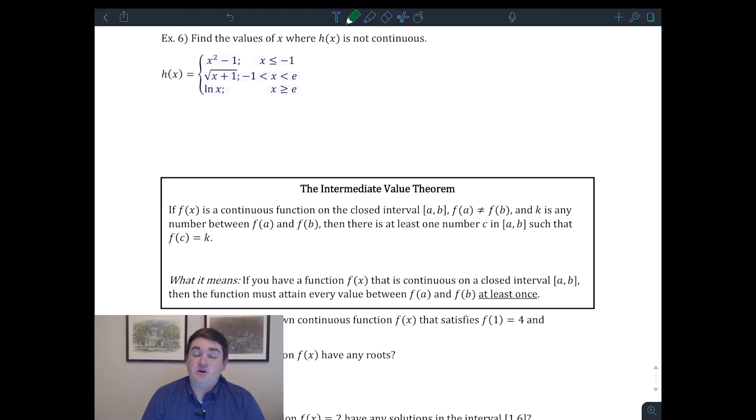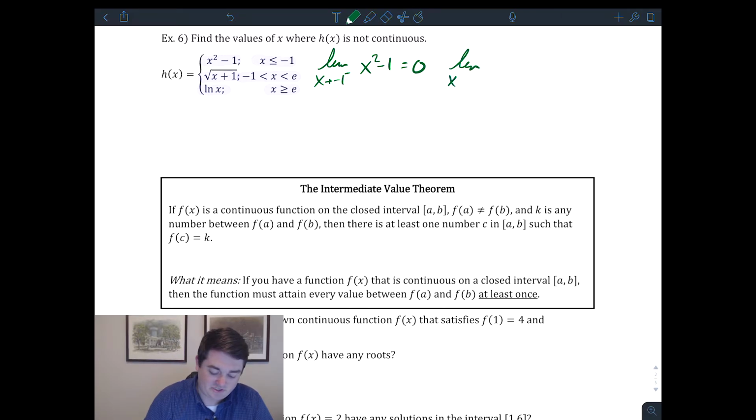So to answer that question, we're going to consider left and right-hand limits, starting at -1. So the limit as x approaches -1 from the left of x squared minus 1 would be 1 minus 1, which is 0. The limit as x approaches -1 from the right of the square root of x plus 1 is also 0. So the limit exists at 0, the function exists at 0. Both are 0, so it's continuous at -1.